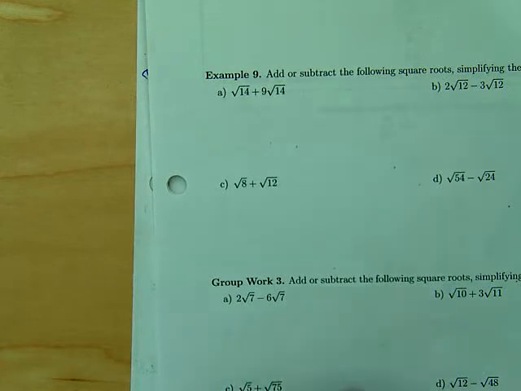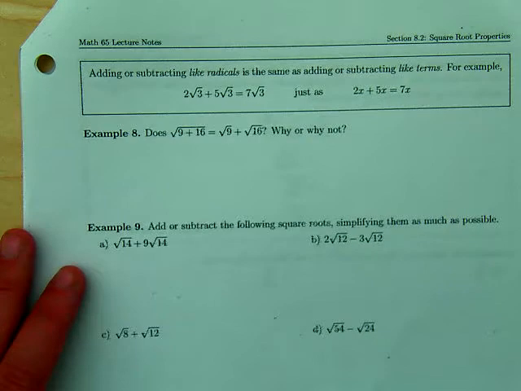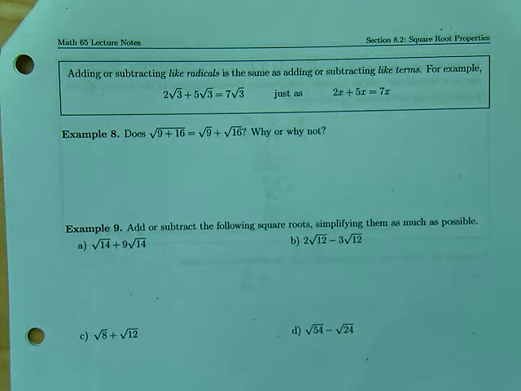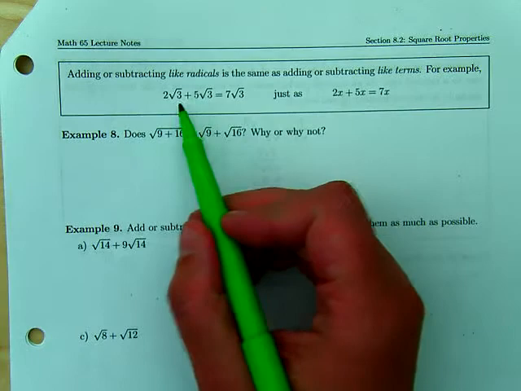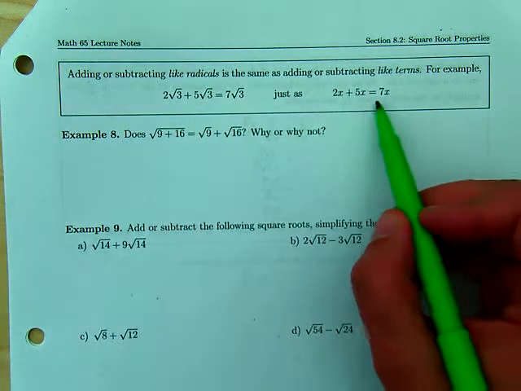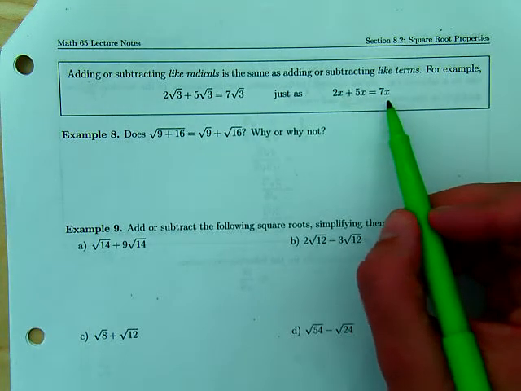Okay, so now we're going to talk about adding and subtracting radicals. The only radicals that we can add and subtract have to be alike. What does it mean for them to be alike? It means that the radicals have to be exactly the same, similar to like terms.